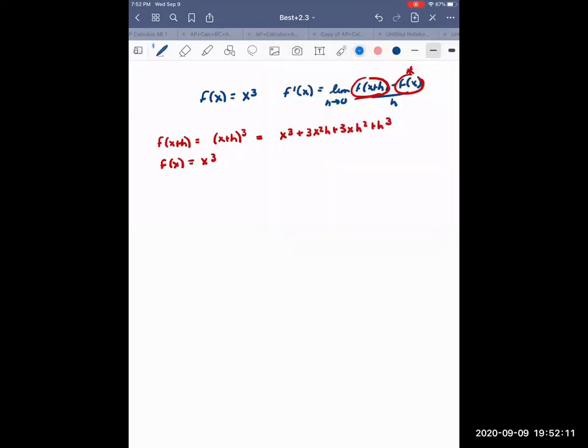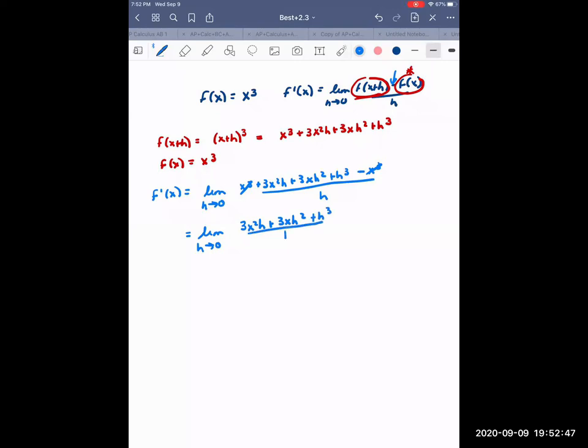Let's use light blue. So we've got that f prime of x is equal to the limit as h approaches 0 of x cubed plus 3x squared h plus 3xh squared plus h cubed minus, and I'm just using the minus that's in the formula, x cubed all over h. And nicely, the x cubes cancel. So that gives us the limit as h approaches 0 of 3x squared h plus 3xh squared plus h cubed all over h. And again, we've got to get rid of that h from the denominator, so we factor the numerator. So we've got the limit.